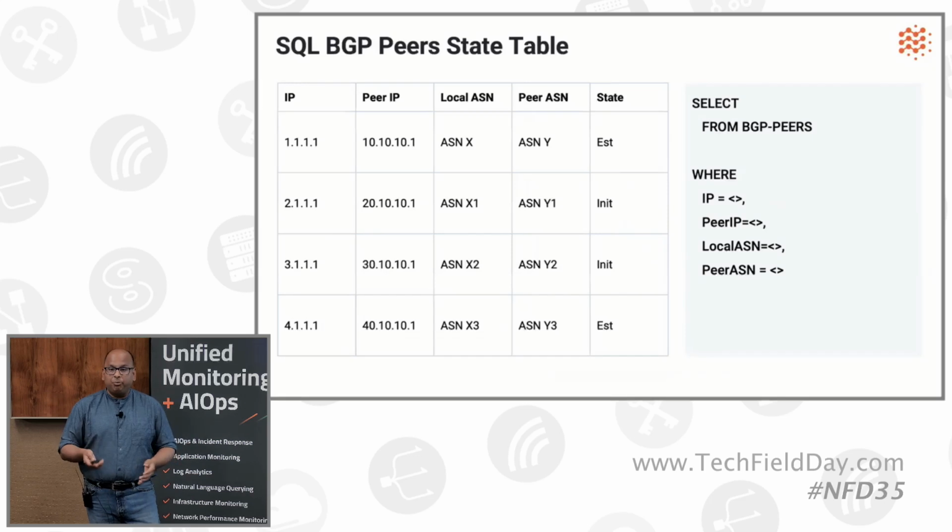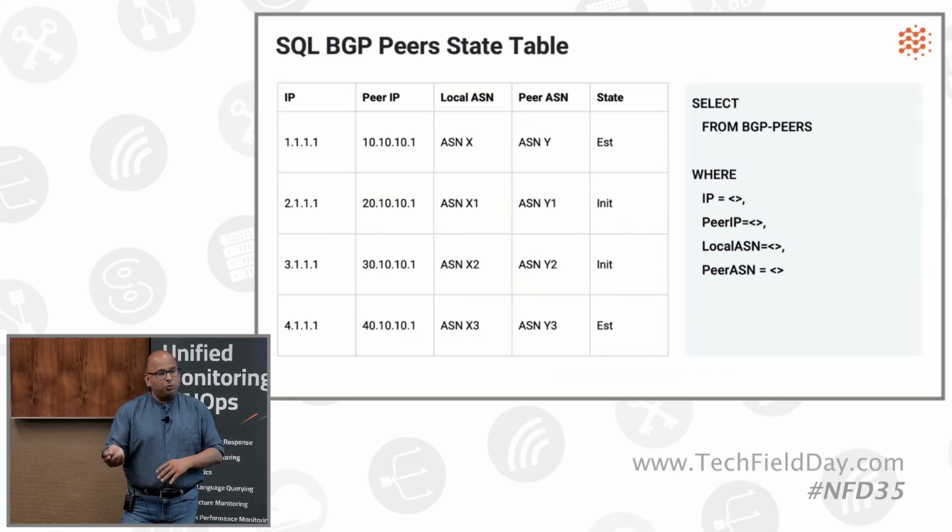The BGP peers table is again local peer IP, remote peer IP, what is my local ASN, remote ASN, the different columns, and SQL is able to represent this. So now you can see, if you were to get your BGP data from OpenBMP or by polling some BGP OID, you can take that data and logically store it in a table that looks like this. Then you can have a SQL interface to read that data.